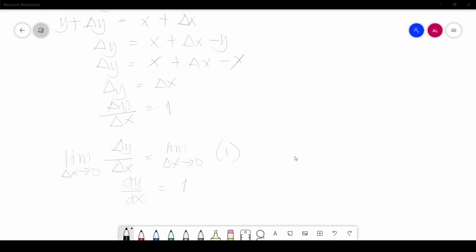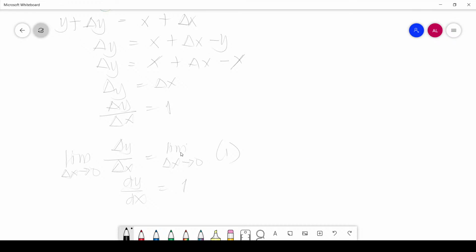So we can say that since the function y is equal to x, the slope at any point is 1. So we can say that the derivative of x is equal to 1. Okay? So, that's how we do the derivative using the delta method.